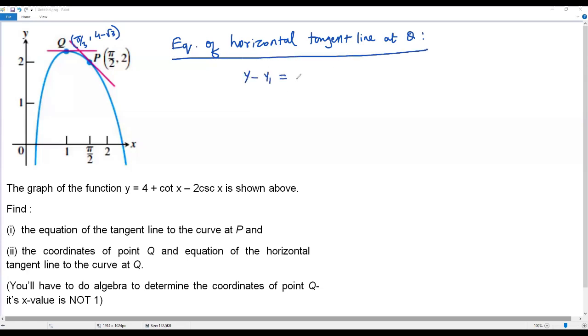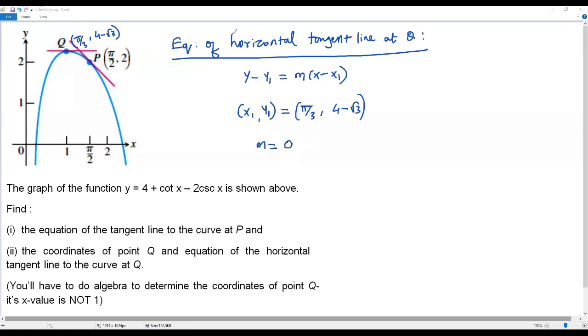To get the equation of a horizontal tangent line to the curve at Q, we use the same formula, that is y minus y1 equals m times x minus x1. Here x1 comma y1 represents the point where we draw the horizontal tangent line to the curve, which is point Q, so it has to equal pi over 3 comma 4 minus square root of 3. And m is the slope of the horizontal tangent line. As we have already discussed, if a line is horizontal, its slope is always 0. So since the tangent line at point Q is horizontal, its slope must be 0, that is m has to be 0.